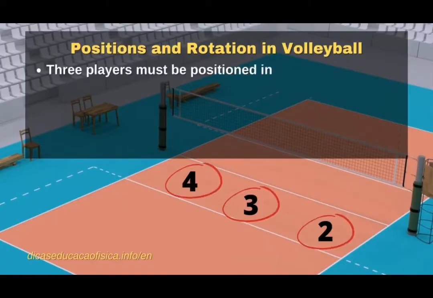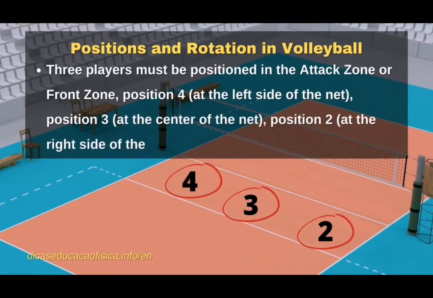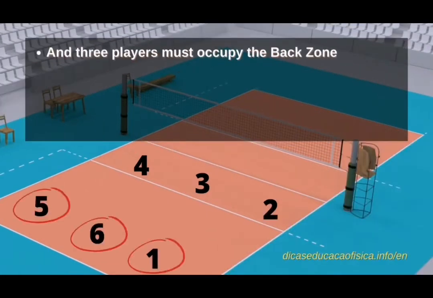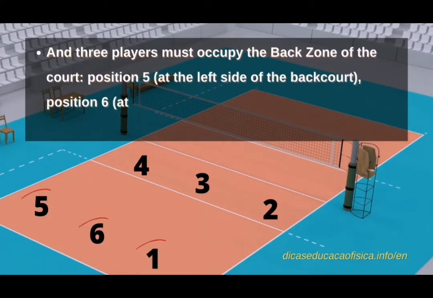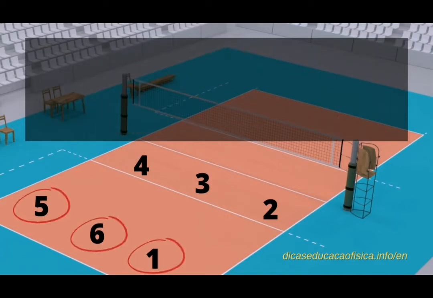Positions and rotation in volleyball. 3 players must be positioned in the attack zone or front zone: position 4, at the left side of the net; position 3, at the center of the net; position 2, at the right side of the net. And 3 players must occupy the back zone of the court: position 5, at the left side of the backcourt; position 6, at the center of the backcourt; and position 1, at the right side of the backcourt.